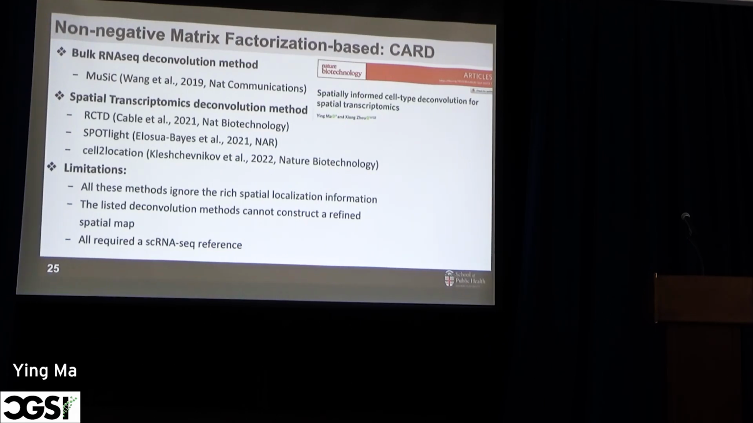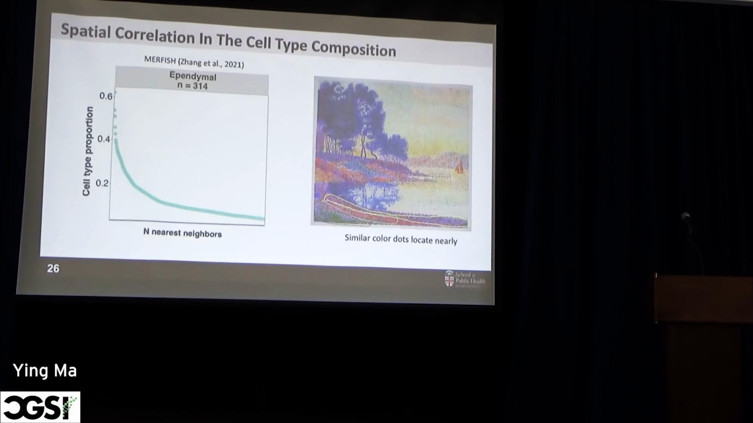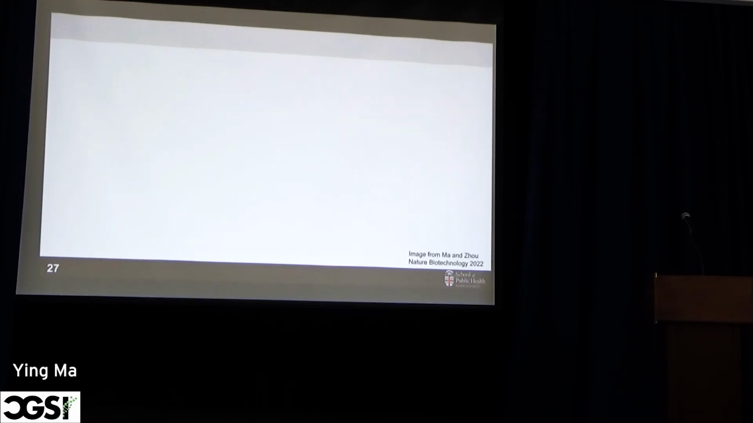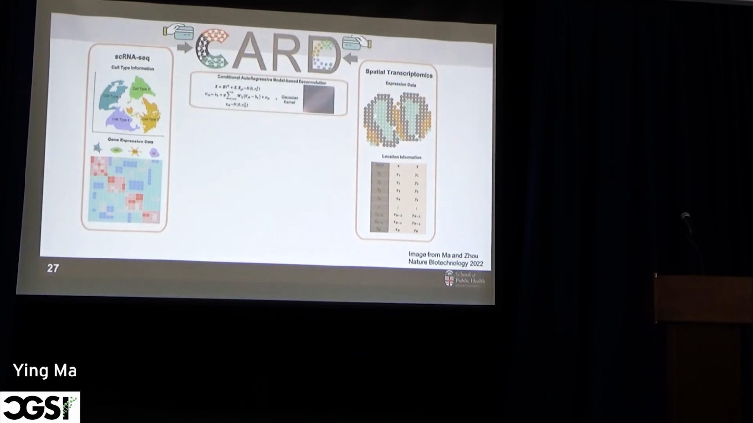So all these limitations motivated us to develop this CARD method. First, I'd like to say that spatial correlation does exist in the cell type composition. So we look at Murphy's data, which represents single cell resolution, and we plot the cell type composition across n nearest neighbors. You will see the proportions are much more similar in the nearest neighbors than in the distant ones, which indicates that there might be some spatial decay as the locations go further. So that motivated us to incorporate the spatial coordinates explicitly into our model.